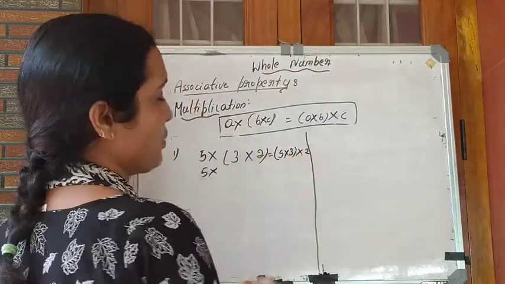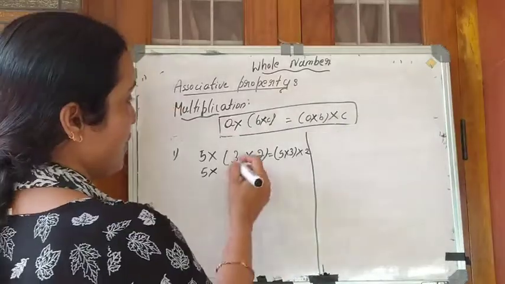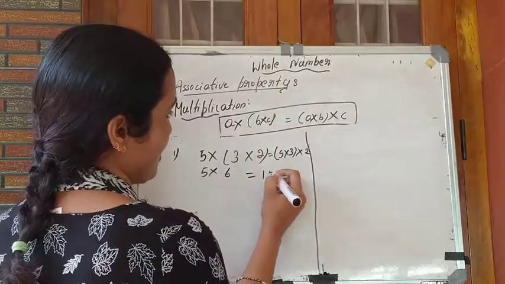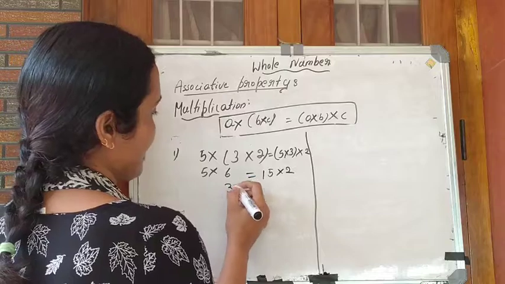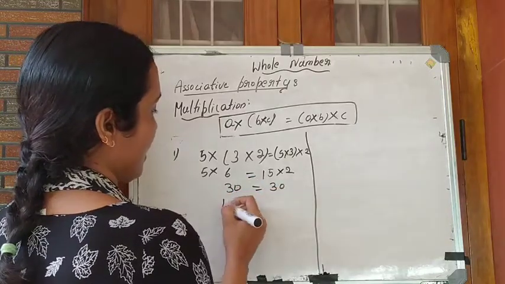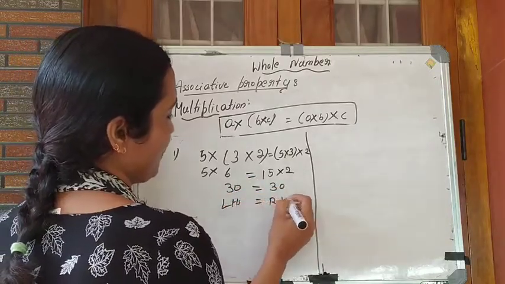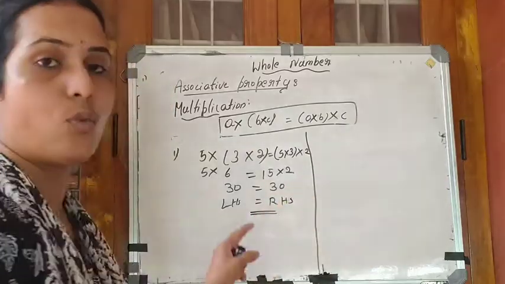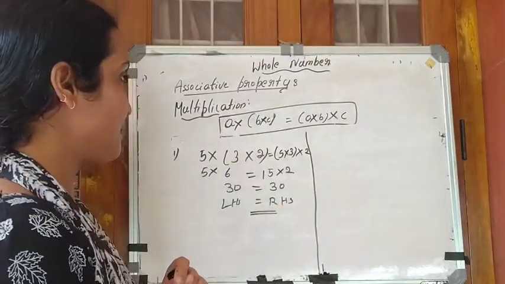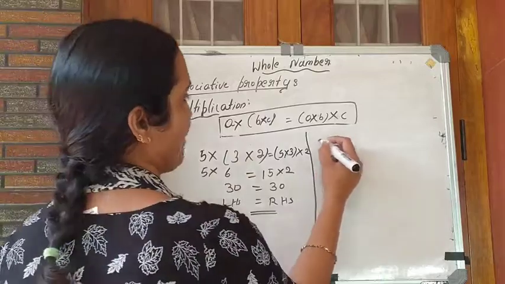So 5 into (3 into 2): simplify inside the bracket first. 3 twos are 6, and 5 sixes are 30. On the other side, 5 threes are 15, and 15 twos are 30. LHS is equal to RHS. I'll take one more example.